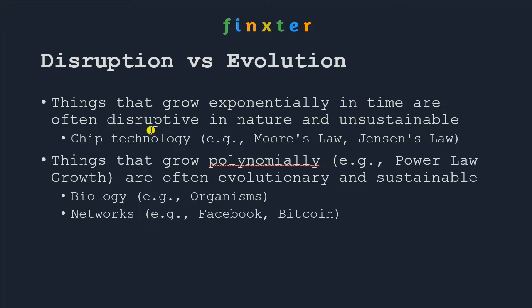And this is important for chip technology, as we will see in a minute. For instance, Moore's law and Jensen's law. And things that grow polynomially, such as power law growth, are often evolutionary and sustainable.